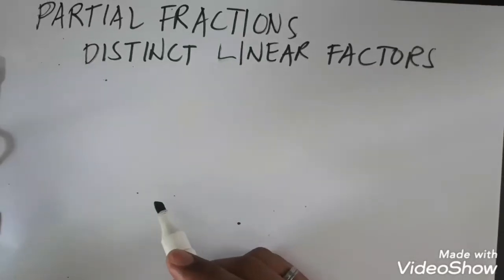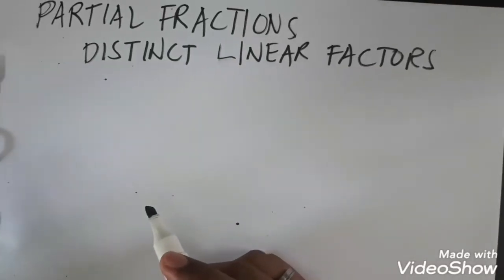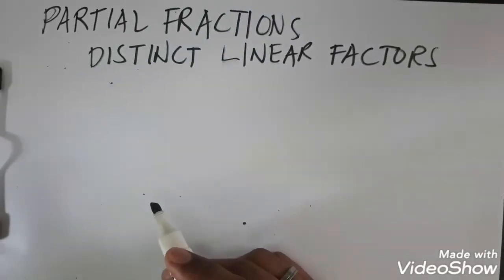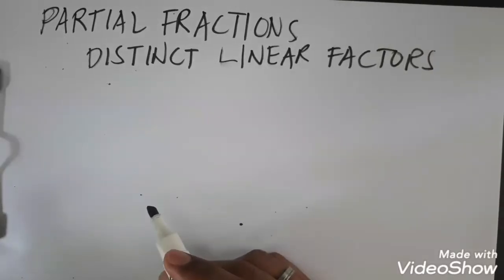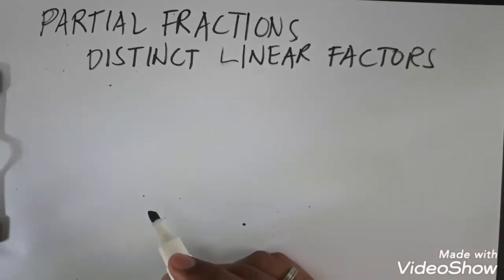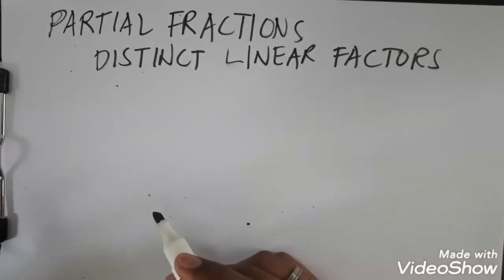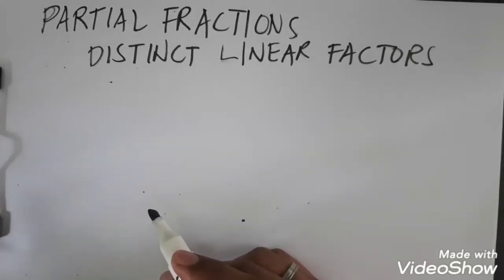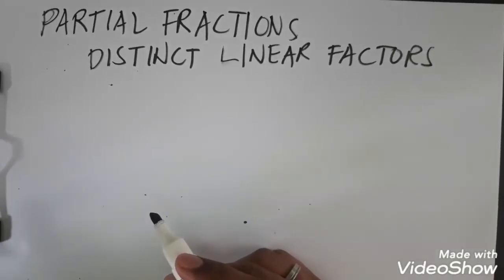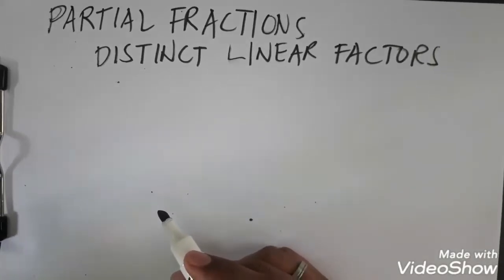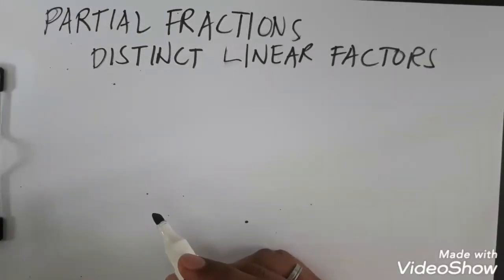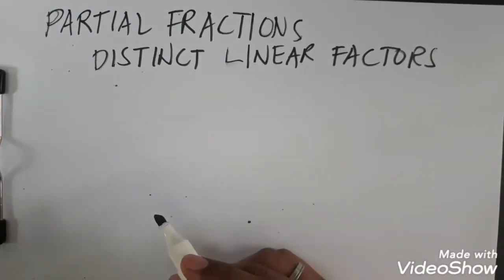In this video, we're going to learn to set up partial fractions when you have distinct linear factors. Your first step in any problem that involves partial fractions is to recognize which case you are dealing with so that you can solve the problem. The simplest case in which partial fractions are helpful is when the denominator is the product of distinct linear factors.